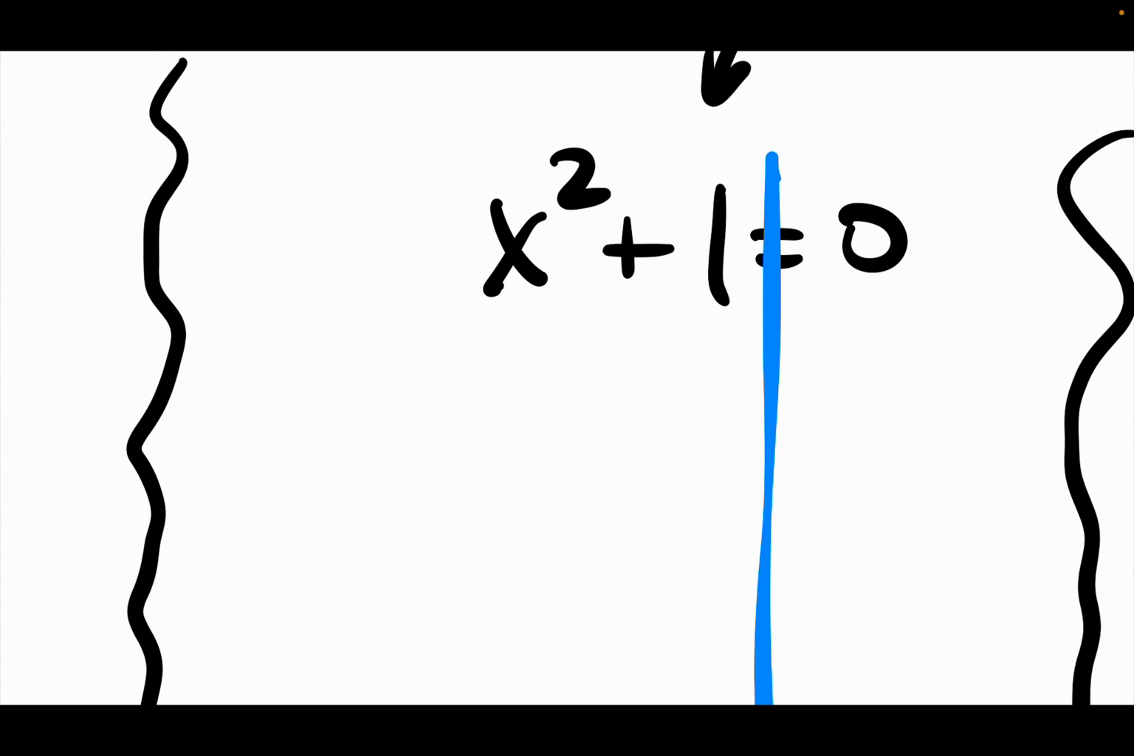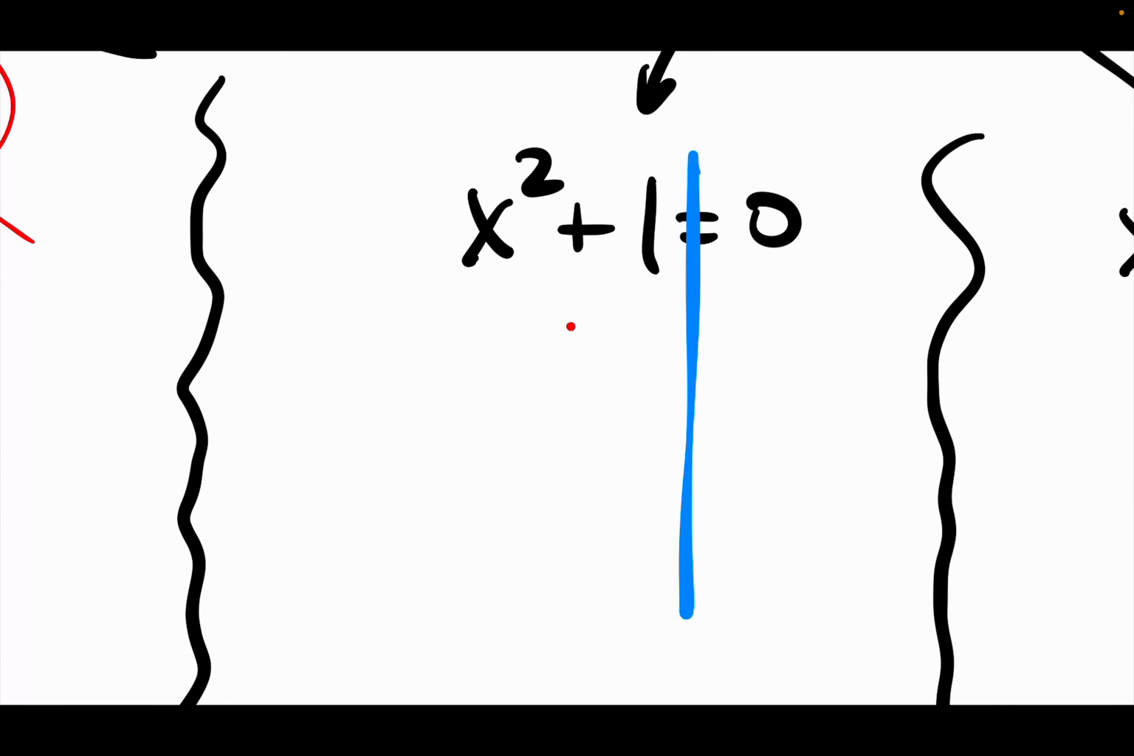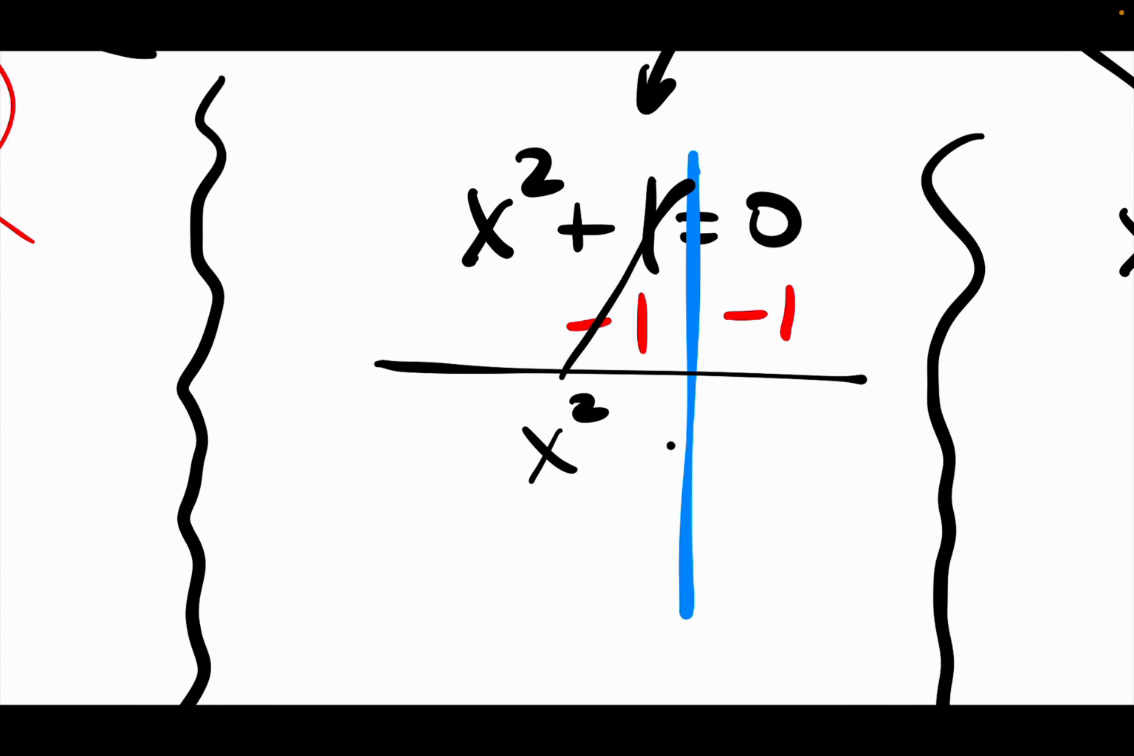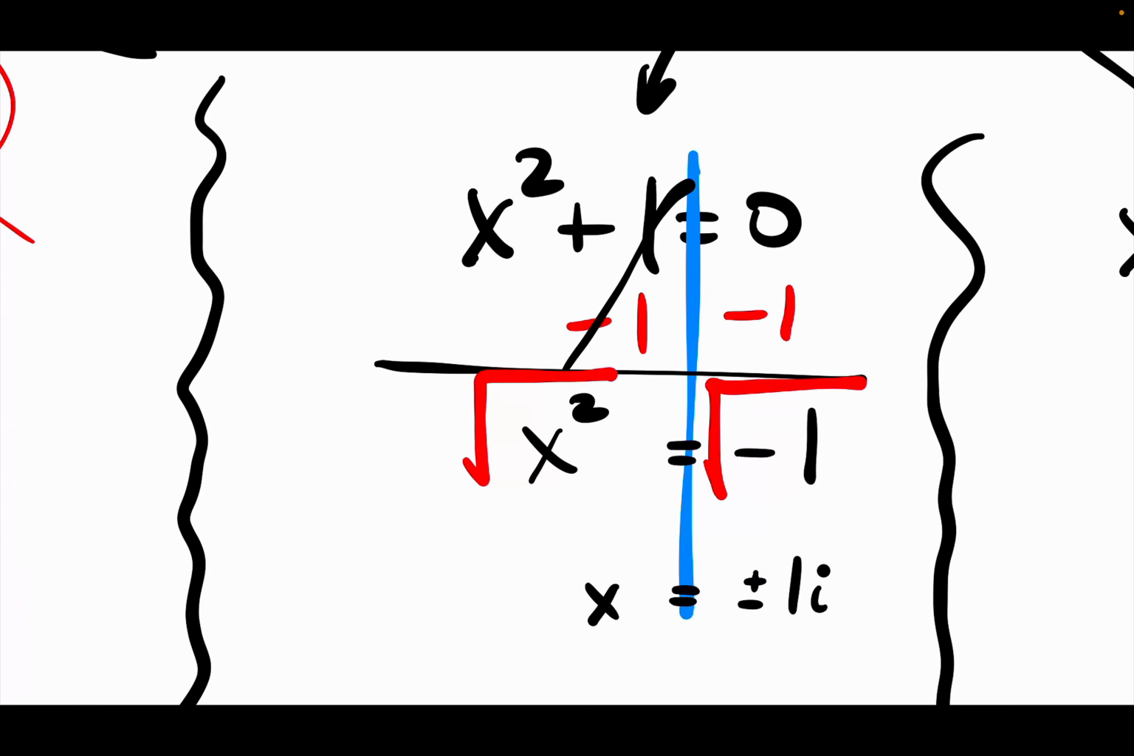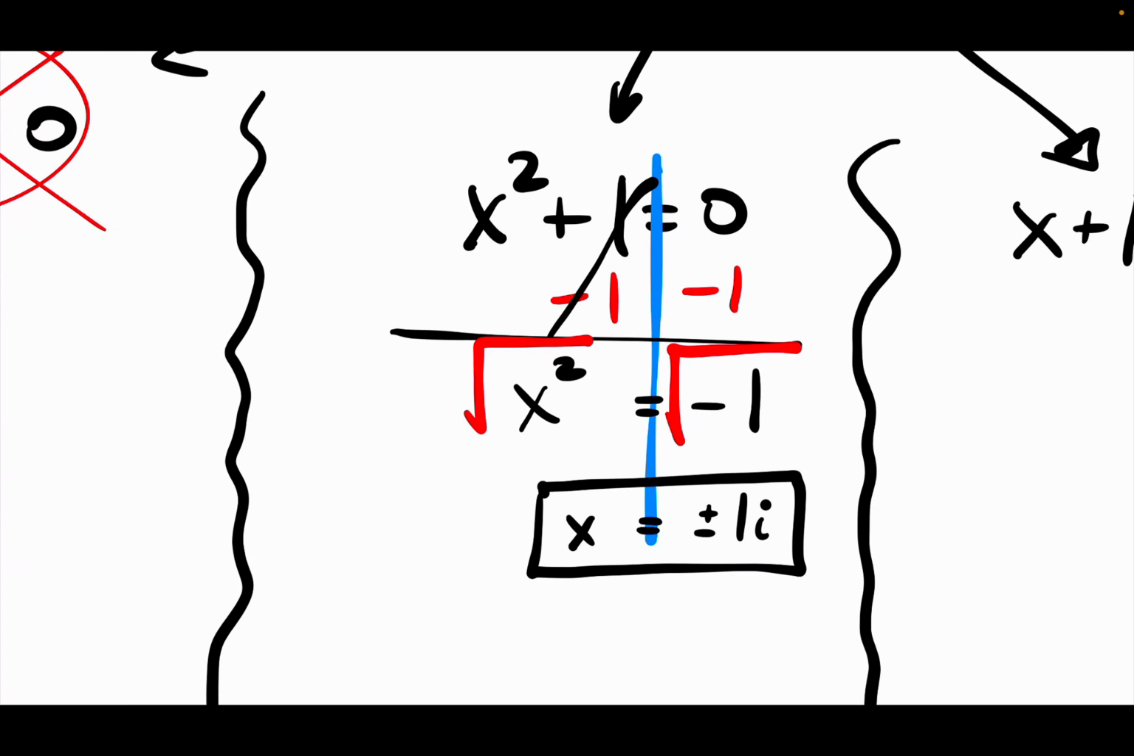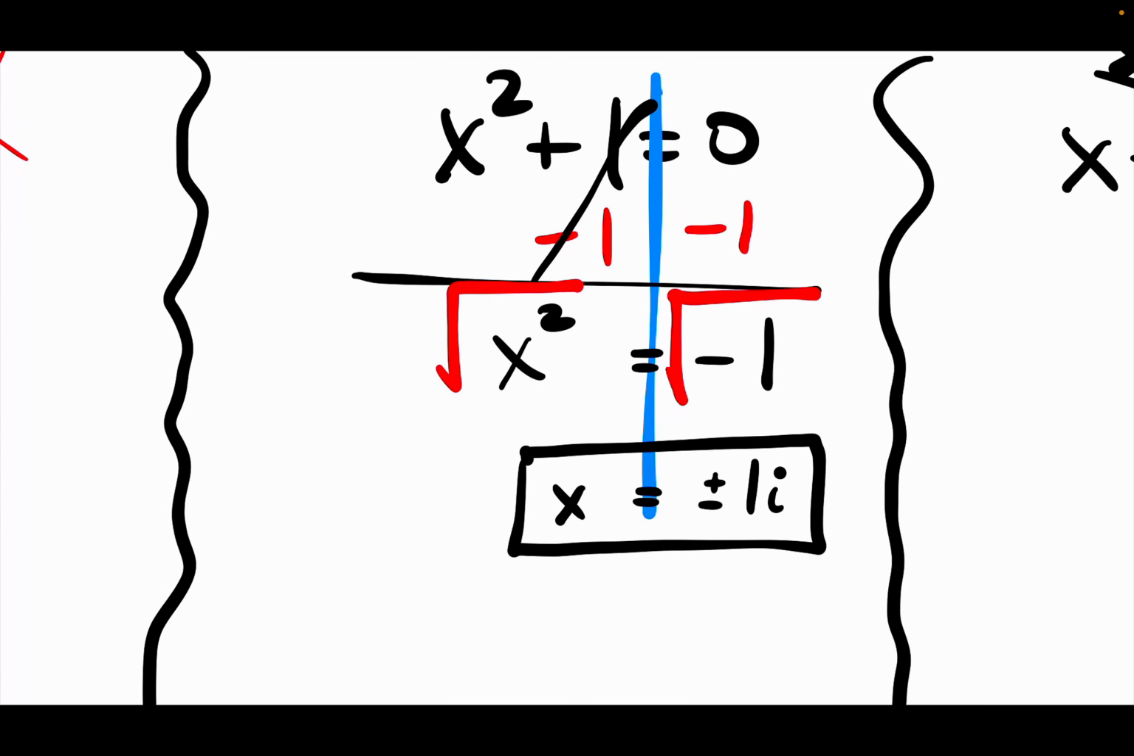What am I going to do here? Minus 1 from both sides. Good. So we get x squared equals negative 1. Square root. That means 2 answers. What is the square root of negative 1? 1i. Yep, 1i or just i. You can put 1i or you can just put i. Either one's okay. Because the square root of positive 1 is 1. We need an i there because it's negative.